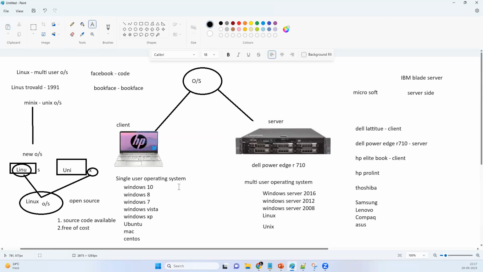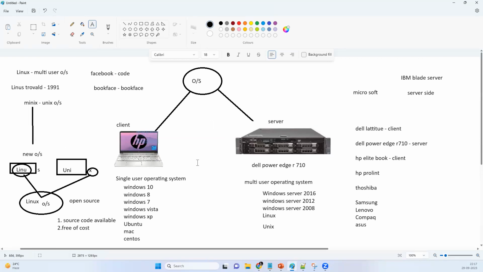What are the OSs? Microsoft, Linux, and Unix. Some companies have created their own OSs. Microsoft has two types of OS: one for single user operating system, the other for multi-user operating system. Guys, single user operating system everyone knows, because everyone uses it. What is multi-user operating system? We are learning the multi-user operating system, where we need to install and deploy our application into the servers.